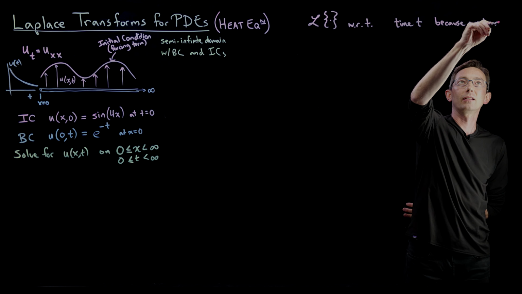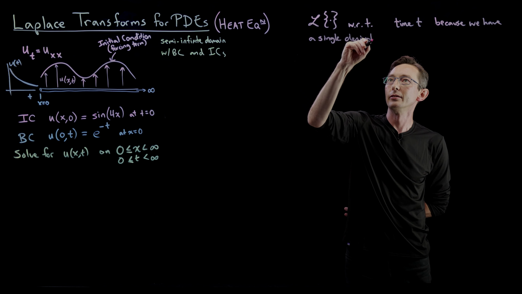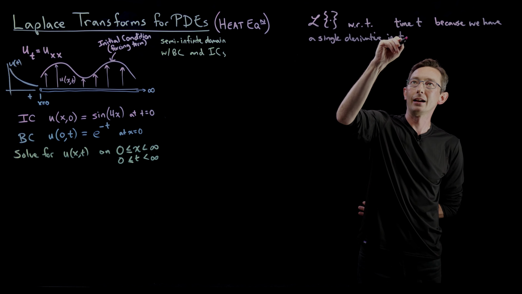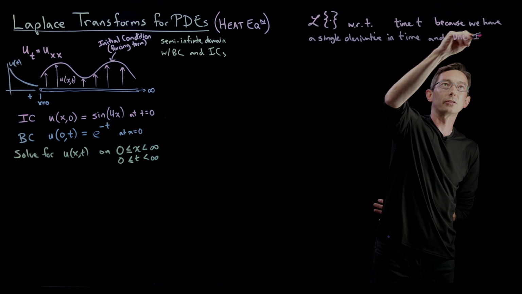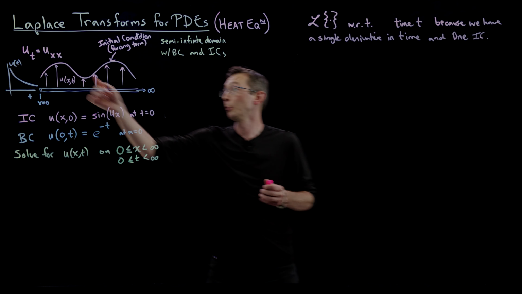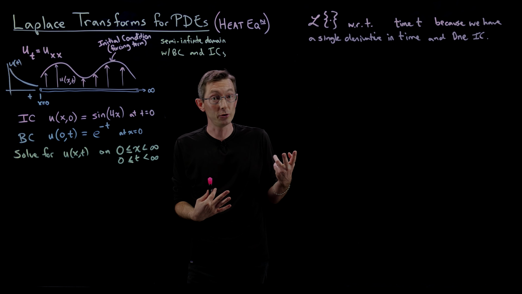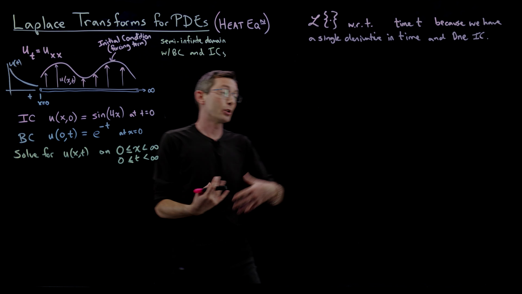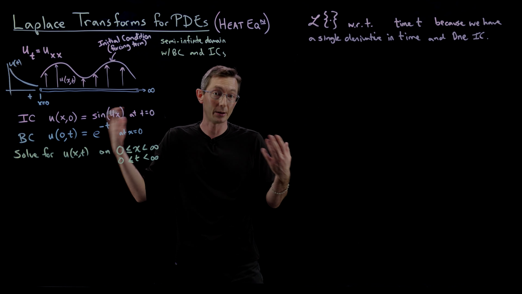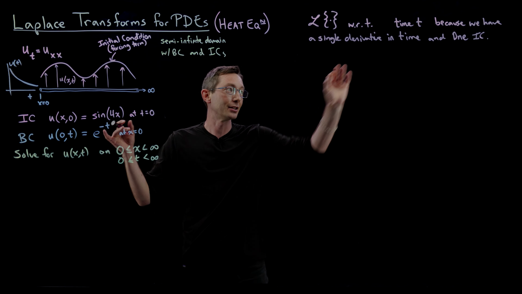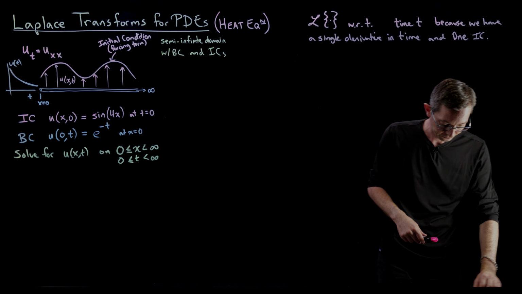we have a single derivative in time and one initial condition. So for example, in the next lecture I'm going to do this for the wave equation, u_tt equals u_xx. Now I've got two derivatives in time and two in space. So if I have two initial conditions, I'll Laplace transform in time. But if I had two boundary conditions, I would Laplace transform in space. So you really have to think about which variable you have enough initial data to Laplace transform with respect to.